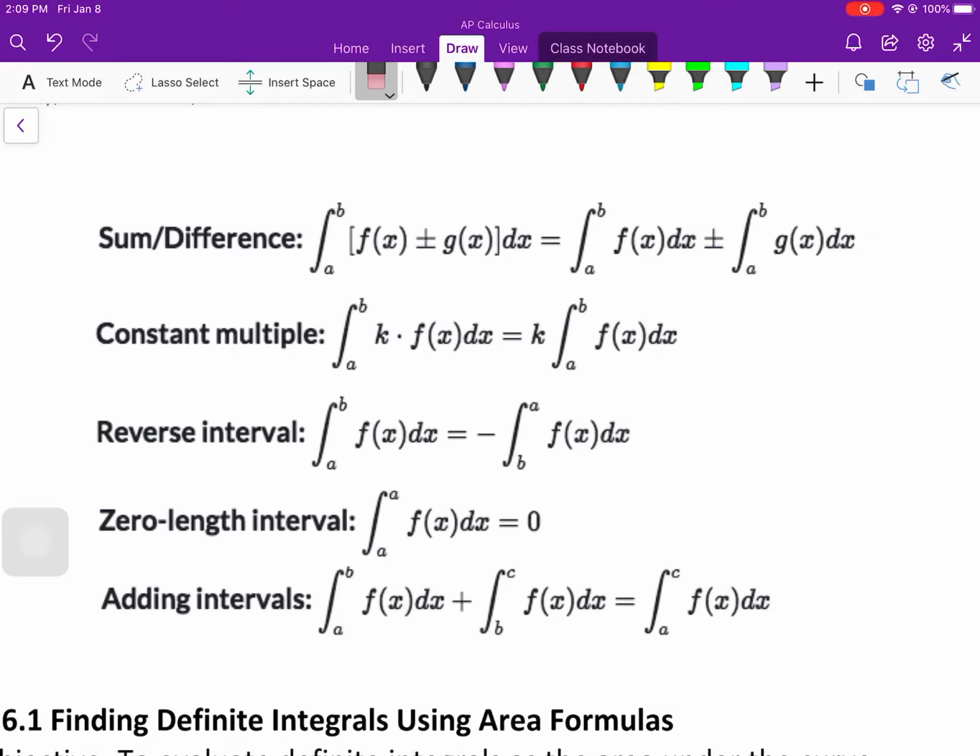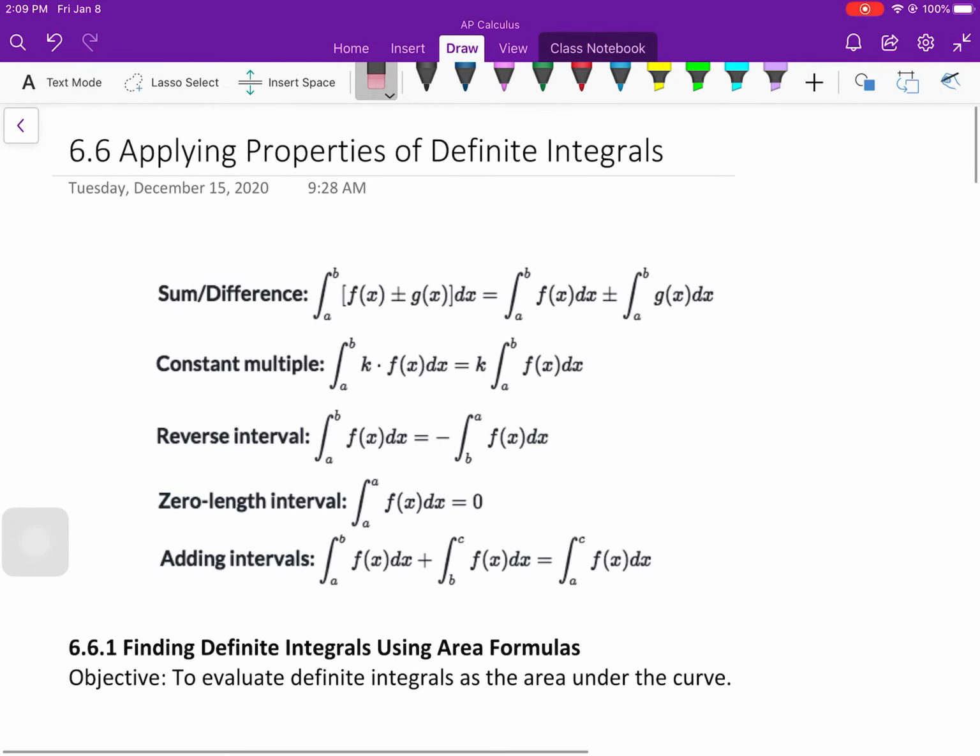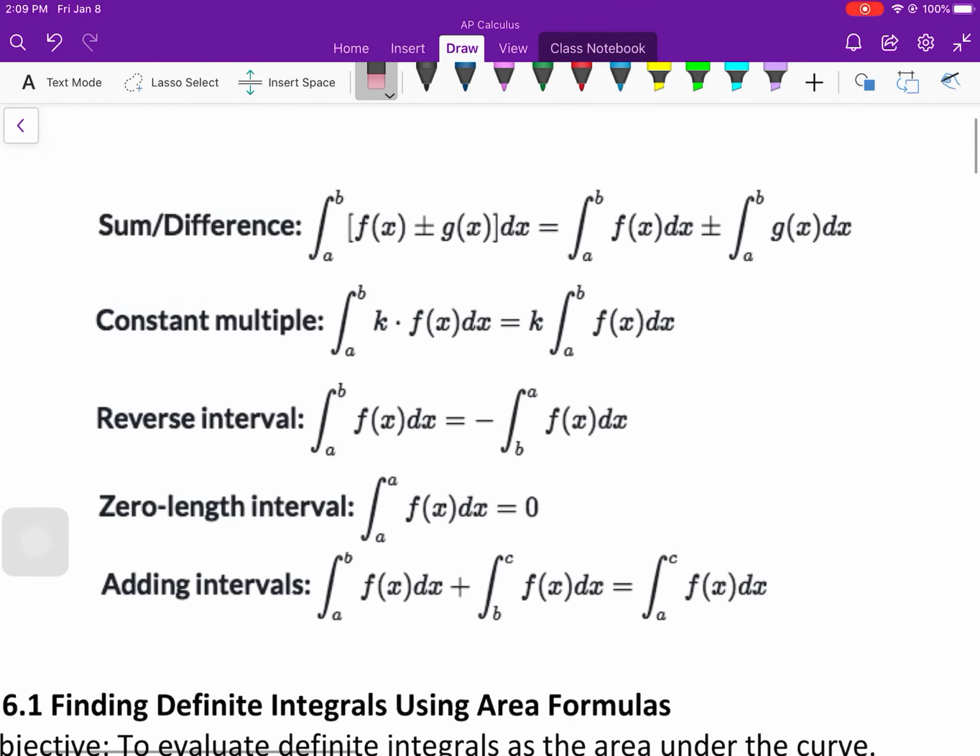This is one of my favorite lessons in integrating or antiderivatives, and that is the properties of definite integrals. One of the big properties you've got to realize here, really helpful: if you're adding or subtracting two different functions, you have multiple terms, you can split them up and integrate them separately. That's definitely going to come in handy further down the road, and maybe even this very lesson.